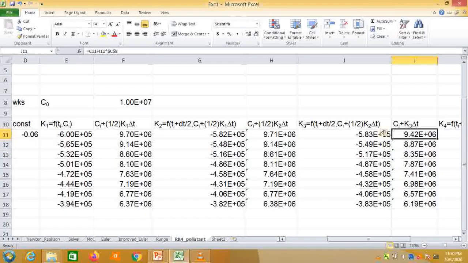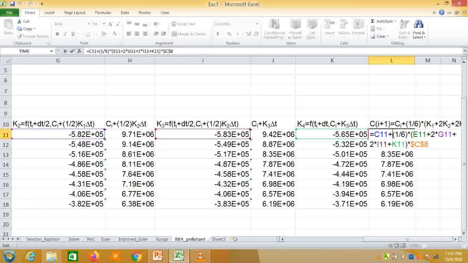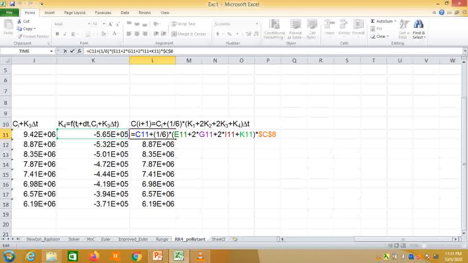So at the end of the time step, which is C0 plus K3 times delta T, we are going to compute the slope, which is essentially the coefficient times the C which we have computed here. And then ultimately, at the end of the time step, using the Runge-Kutta method, the concentration shall be C0 plus 1/6 times K1 plus twice of K2 plus twice of K3 plus K4 times delta T, which is 1 week, shall give you the concentration at the end of the time step.